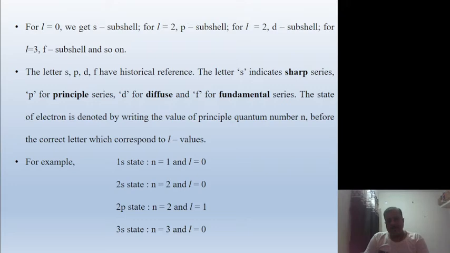is equal to 0. In the 2s state, n is equal to 2 and L is equal to 0. In the 2p state, the principal quantum number n is equal to 2 and L is equal to 1. 1 indicates the p state. Then in the 3s state, n is equal to 3 and L is equal to 0. Why 0? Because s indicates 0.